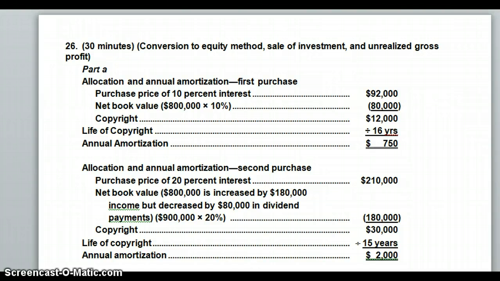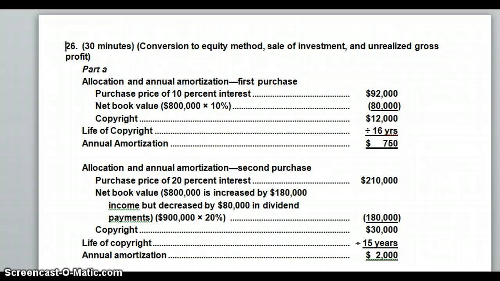Behringer has a book value of $800,000 on January 1st, 2011. That would mean that Anderson paid $92,000 for 10%, and on that day, Behringer's book value was $800,000 times 10%, or $80,000. So they paid above book value, which is very common in buying shares. Book value doesn't capture everything. So there must have been a reason.